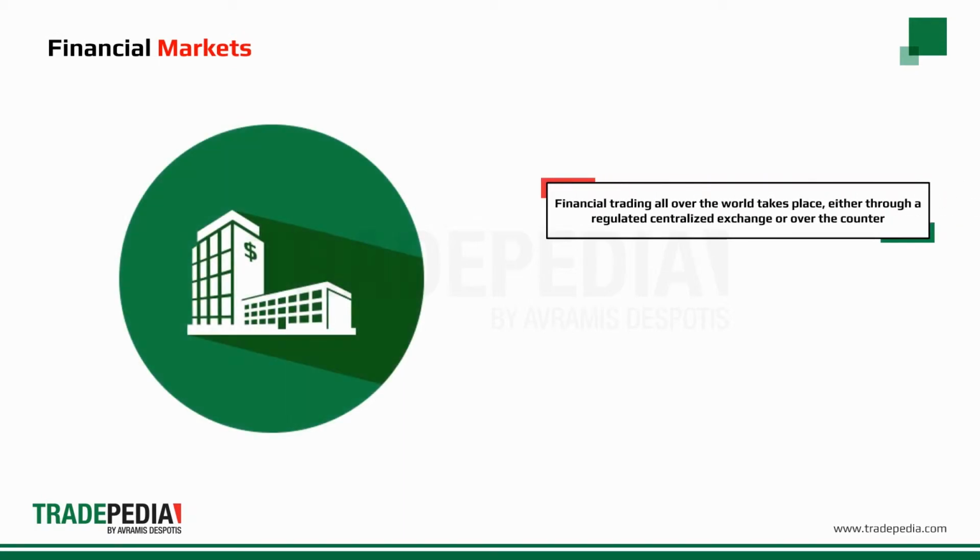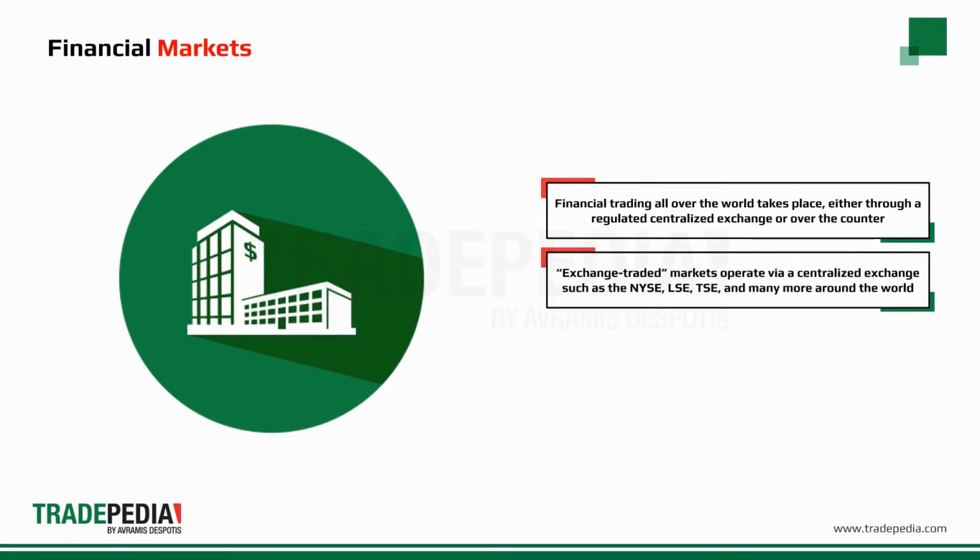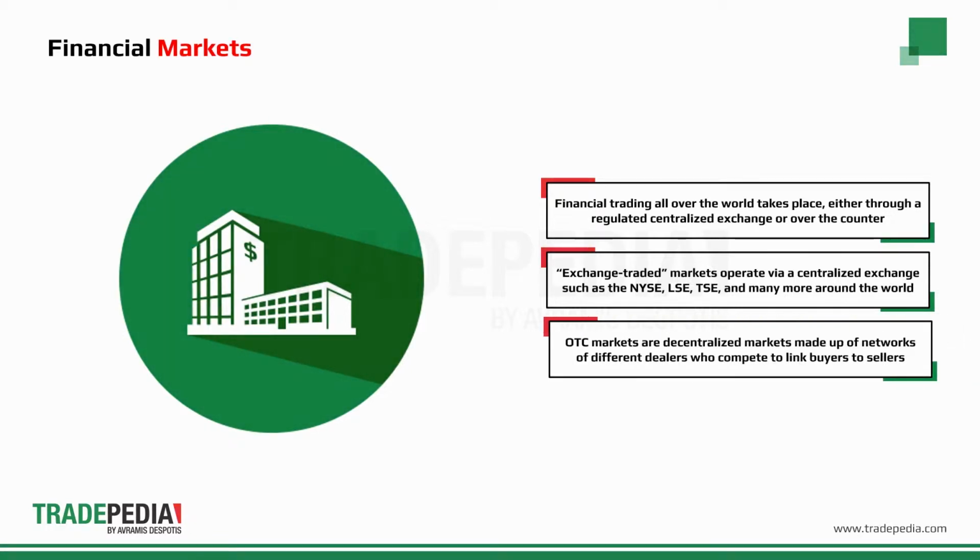Financial trading all over the world takes place either through a regulated centralized exchange or over the counter. Exchange-traded markets operate via a centralized exchange, such as a stock exchange or futures exchange, like the New York Stock Exchange, NYSE, the London Stock Exchange, LSE, the Tokyo Stock Exchange, TSE, and many more around the world. Over-the-counter markets are decentralized markets made up of networks of different dealers who compete to link buyers to sellers. In an over-the-counter market, dealers act as market makers by quoting prices at which they will buy and sell a security or currency.